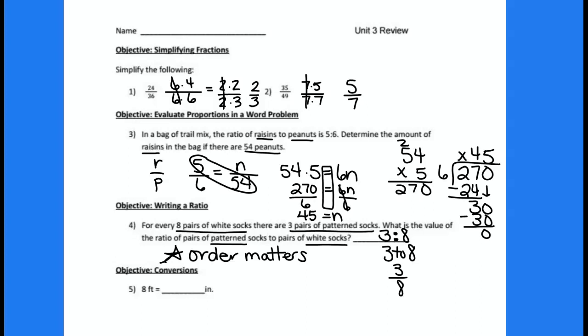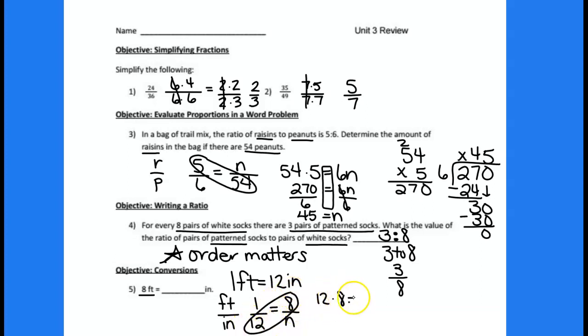We are trying to change feet to inches. 1 foot equals 12 inches. Setting up a helper fraction of feet over inches, I would use 1 over 12. Then I'm going to set it equal to 8 over n. Going to cross multiply. 12 times 8 equals 1n. 12 times 8 is 96, equals 1n. Divide both sides by 1, and n equals 96.